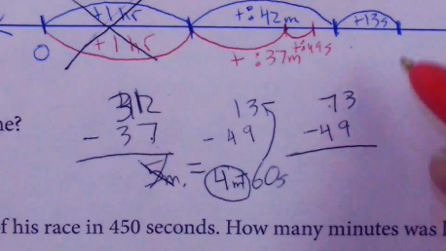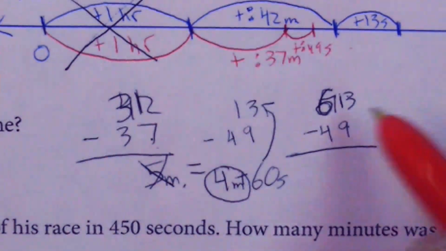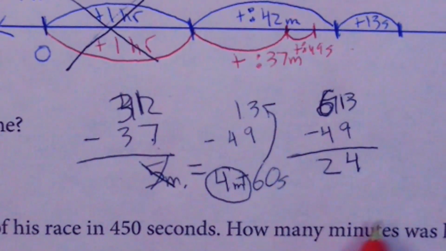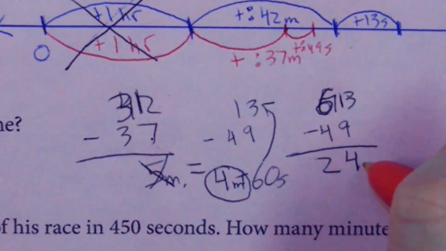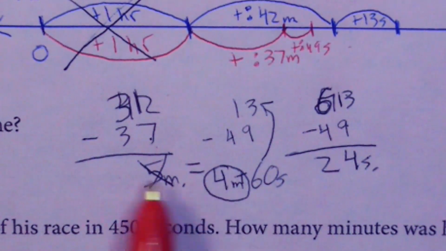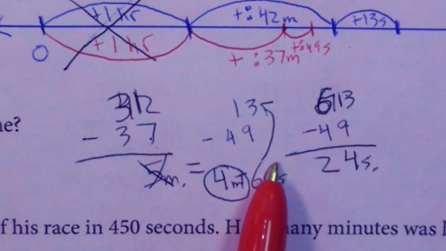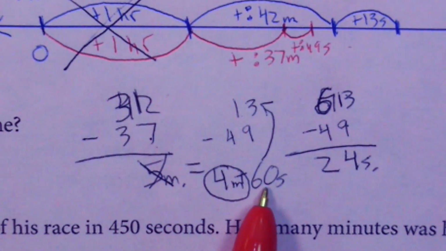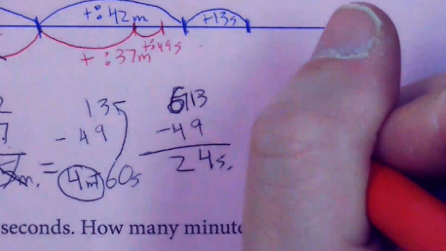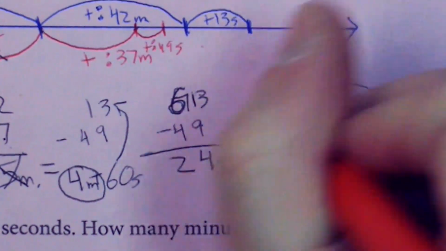There's more on the floor. I go next door. So I have a 13. This changes into a 6. Okay? 13 minus 9 is 4. 6 minus 4 is 2. So that's 24 seconds. So once again, I cannot forget this 4, which used to be 5, right? I borrowed 1 from it. But when you borrow a minute, you're borrowing 60 seconds, right? So I have 24 seconds and 4 minutes, which means my answer is going to be he was faster by 4 minutes and 24 seconds.